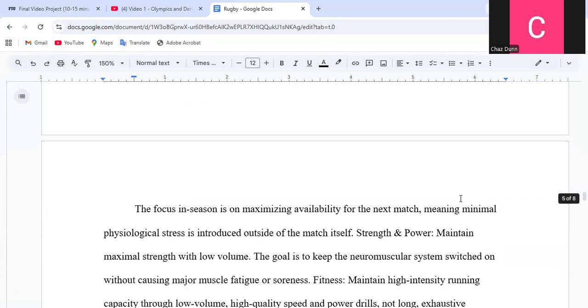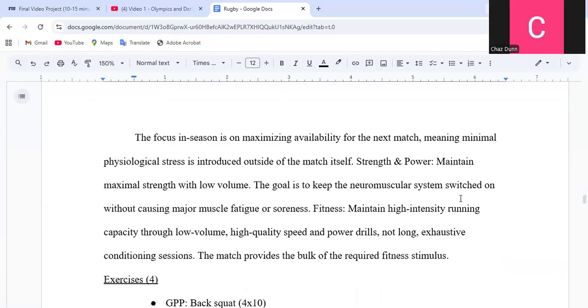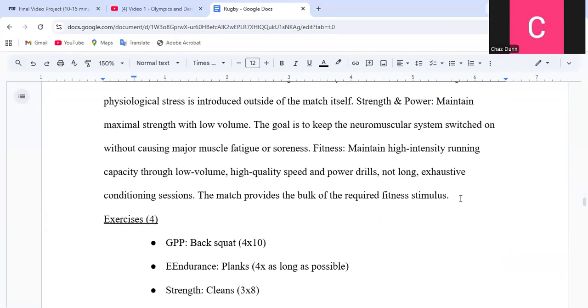Now we are in season. The focus in season is on maximizing availability for the next match, meaning minimal physiological stress introduced outside of the match itself. So we're looking at strength and power, maintaining maximal strength with low volume. The goal is to keep the neuromuscular system switched on without causing major muscle fatigue or soreness because they are in season. We do not want to compromise their ability to perform this sport.